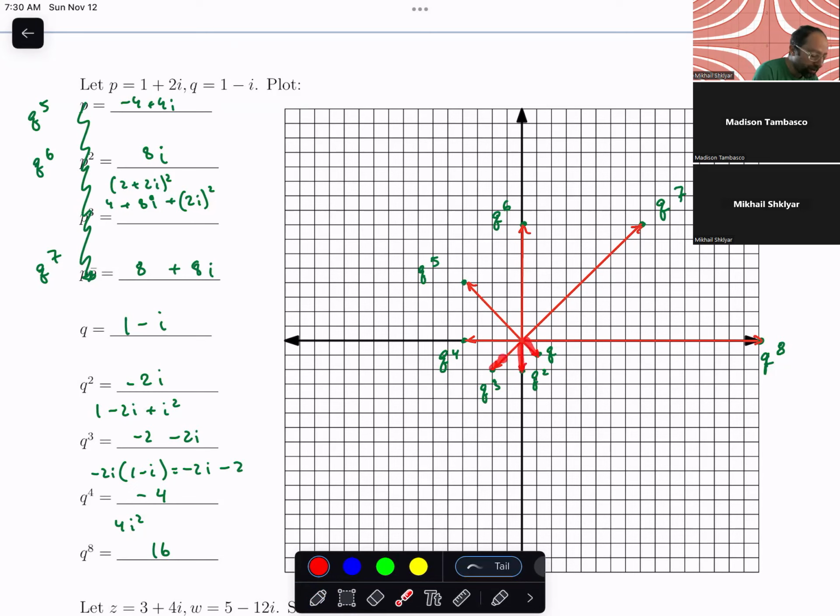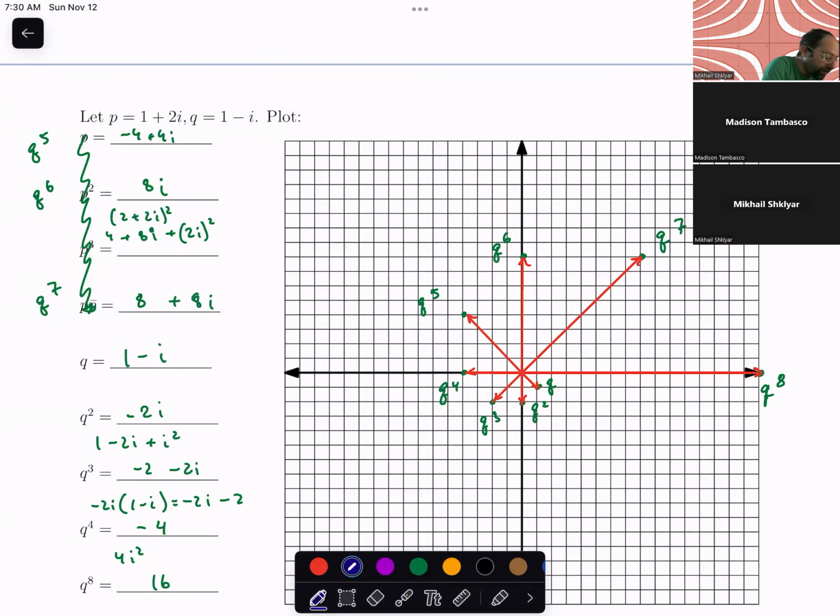If you look at all of these vectors and calculate the lengths of these line segments, you would notice that after every multiplication, the length is increased by a factor of square root of 2. That's not a coincidence. We're not going to prove this, but if you have the magnitude of z times w, where z and w are two complex numbers, that's the magnitude of z multiplied by the magnitude of w.